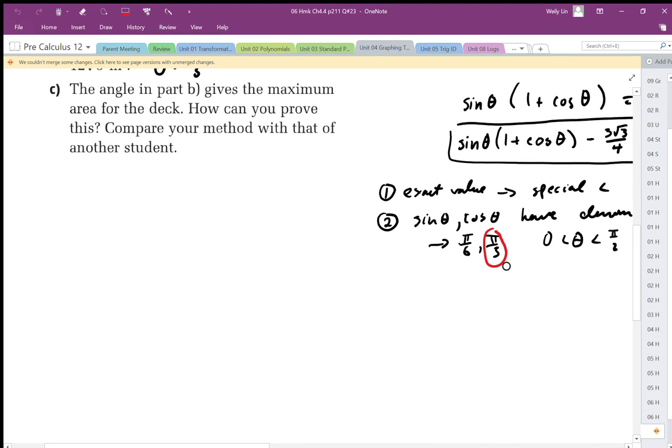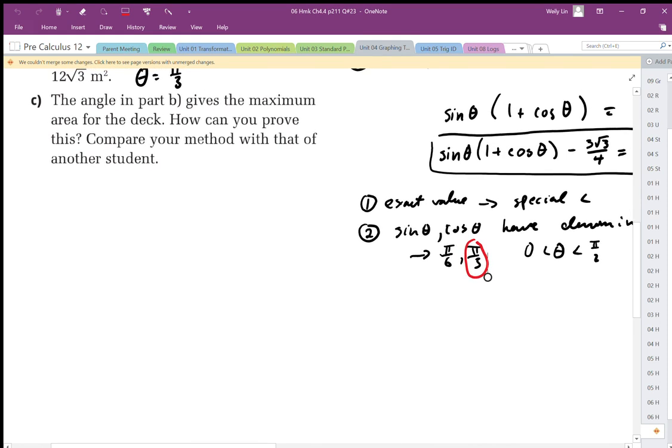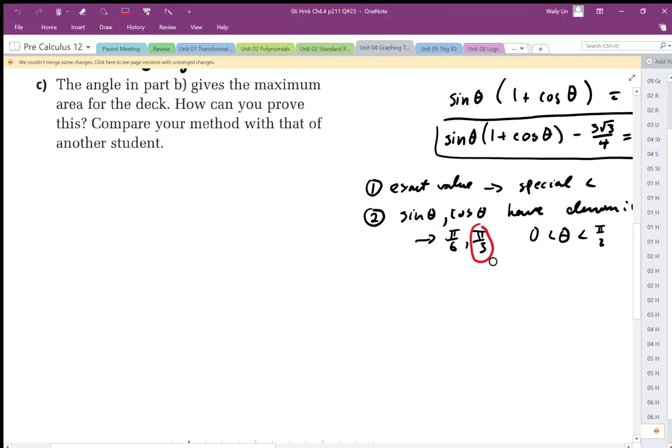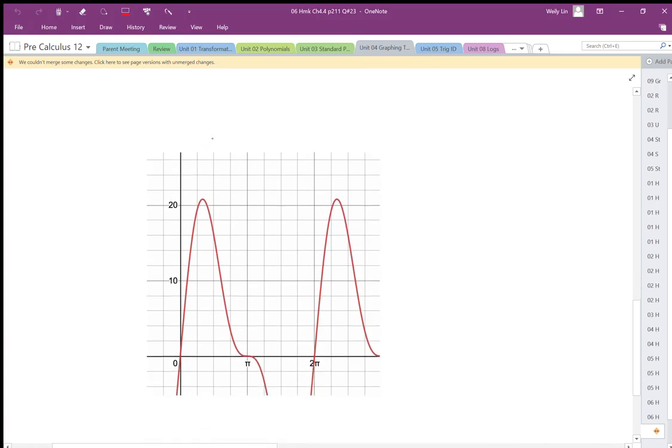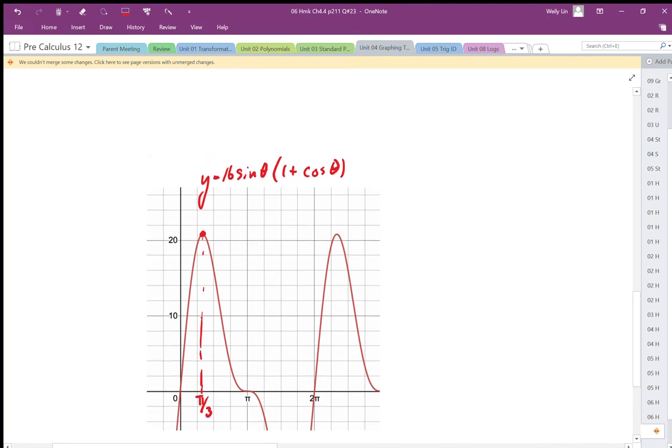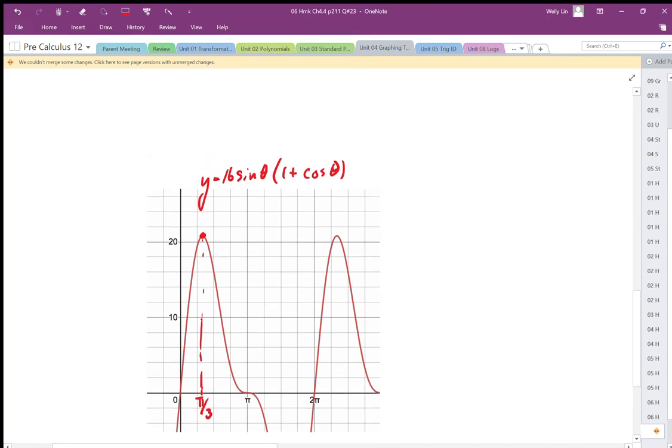For part C, it says the angle in part B, so pi over 3, is the maximum area for this deck, and we can prove this just by graphing. If I graph this, this is my function, y equals 16 sine theta (1 plus cos theta). That's my area function, and we can see that the maximum occurs at that point. If we go down, that point is at pi over 3, so we can deduce that this is the maximum value by using some technology and graphing it.